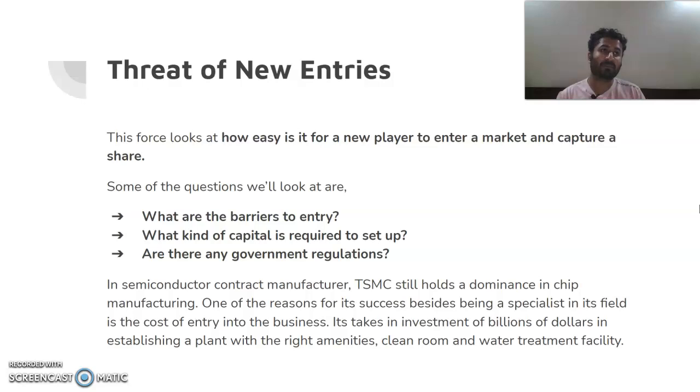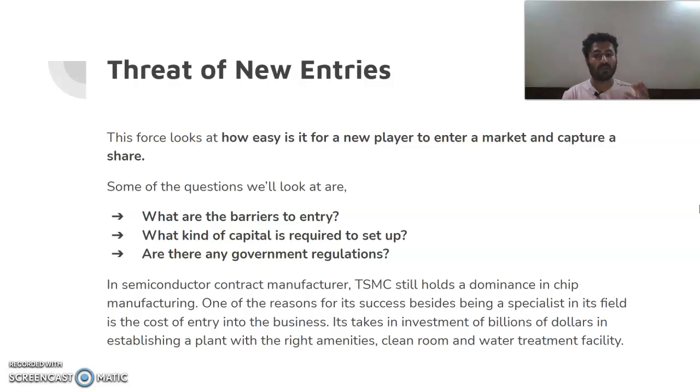Even companies like Intel and Samsung find it hard to compete with TSMC, with the amount of money they've spent in research and development of their products. Apart from being specialized in the field, one of the reasons that it has stayed in the market is because the barrier to entry is really high, and it takes investments of not just millions but billions of dollars.